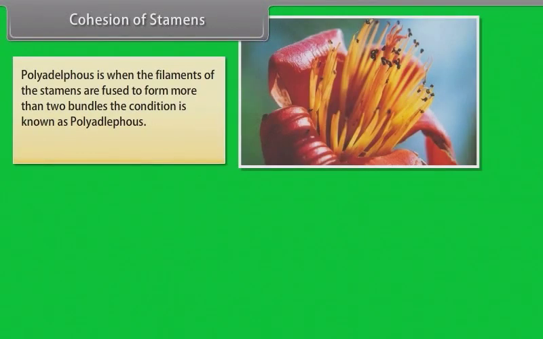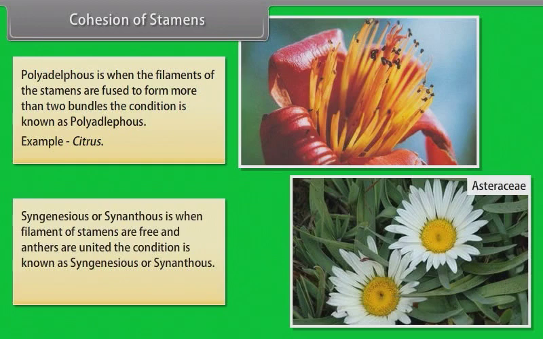Polyadelphous is when the filaments of the stamens are fused to form more than 2 bundles. The condition is known as polyadelphous. Example: citrus. Syngenesious or synantherous is when filaments of stamens are free and anthers are united. The condition is known as syngenesious. Example: Asteraceae.